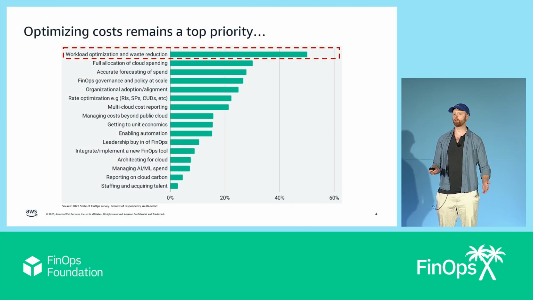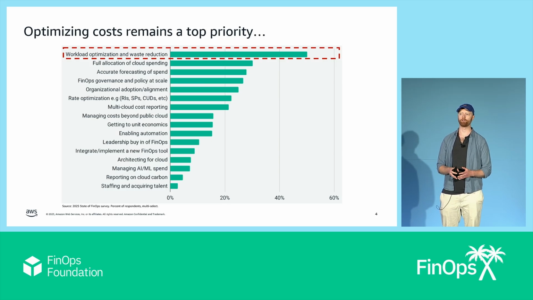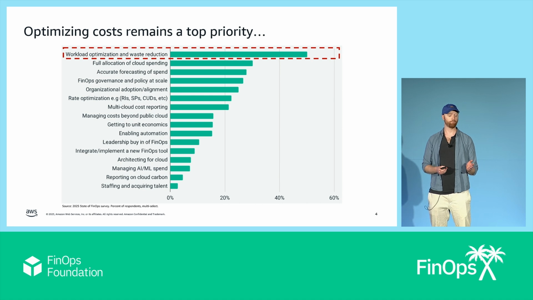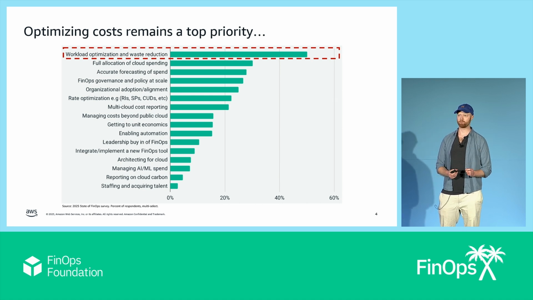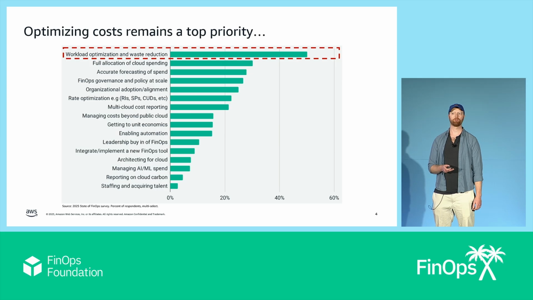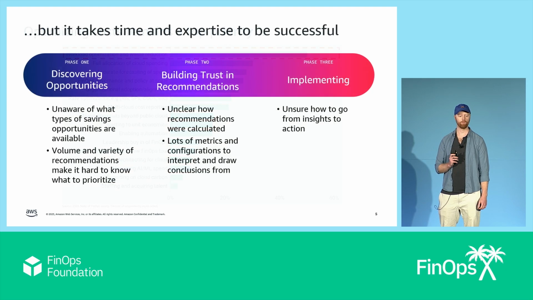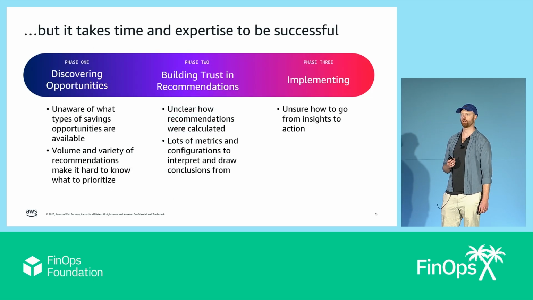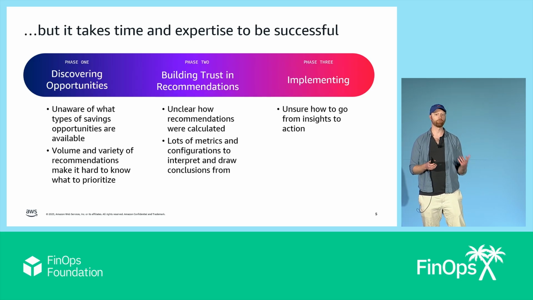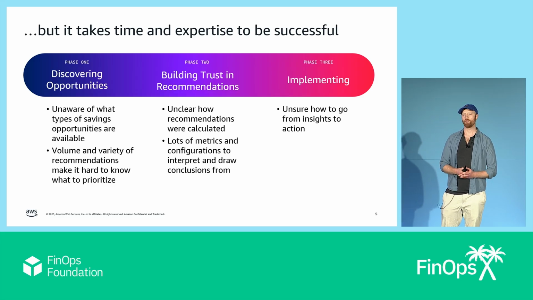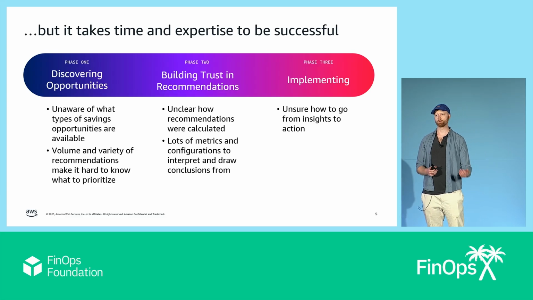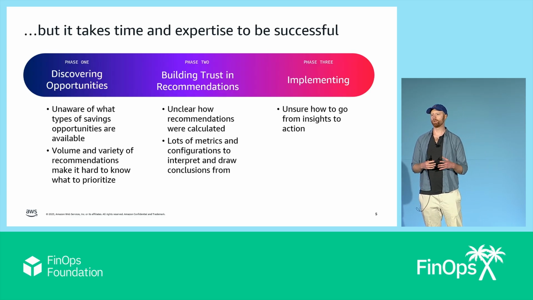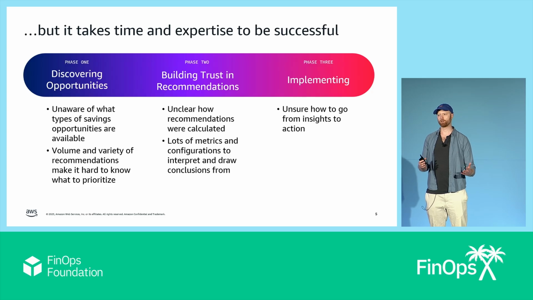Now, I mentioned the feedback that we get from the community. Let's start with some data from the most recent State of FinOps survey. What we see from this data is that cost optimization remains the number one priority for FinOps practitioners, and not by a small margin. But we also know that it takes time and expertise to be successful with cost optimization. It starts with discovering what opportunities are available to you. AWS has so many services and so many different resource types that it can be hard to know what techniques are available to you to optimize your costs.